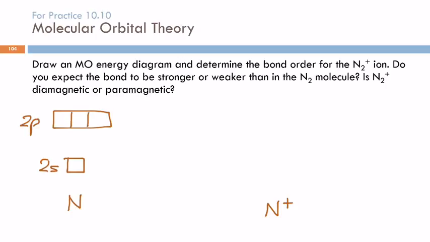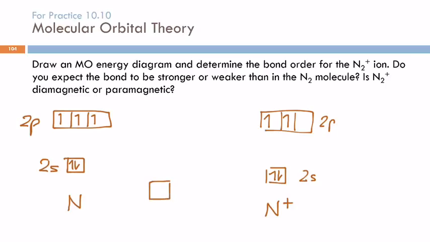How many valence electrons does nitrogen have? 5. 1, 2, 3, 4, 5. And then over here, same orbitals, 2p and 2s. Because this is an N plus, it only has 4, 1, 2, 3, 4. Then we have to combine those. So for the s's, we're going to get a sigma 2s and a sigma star 2s.